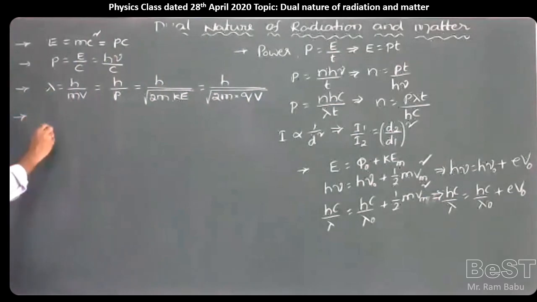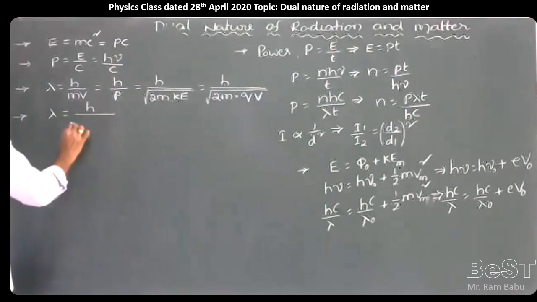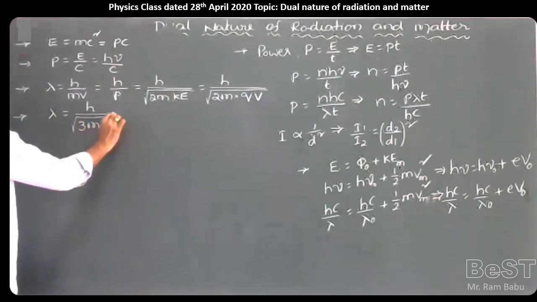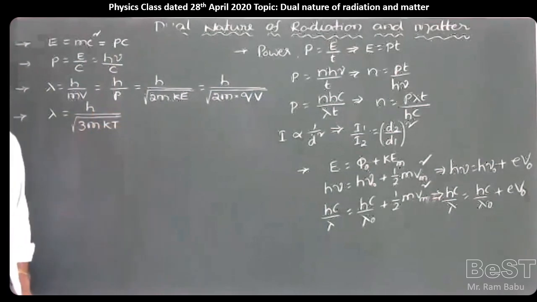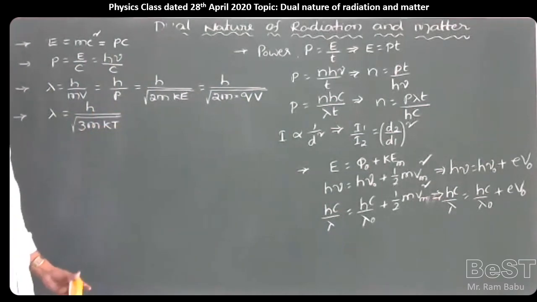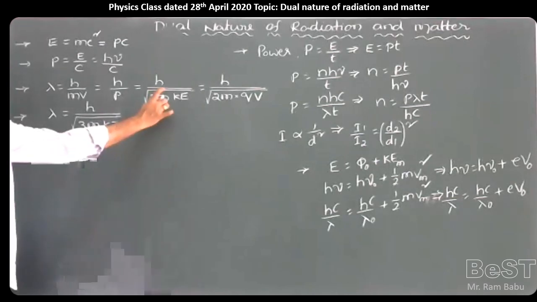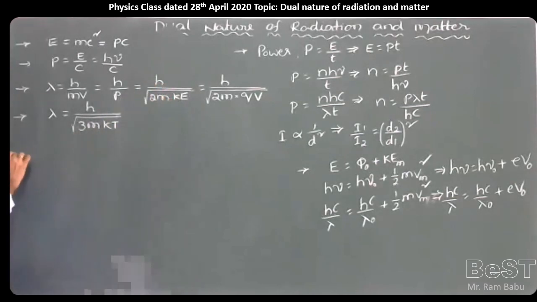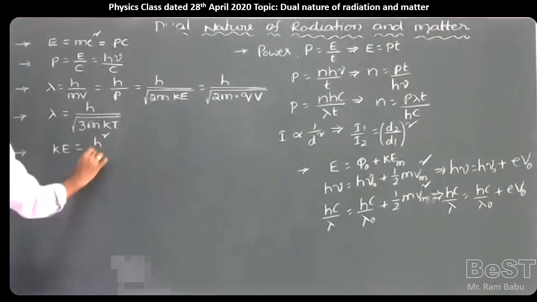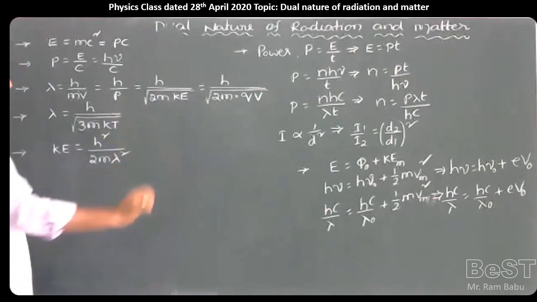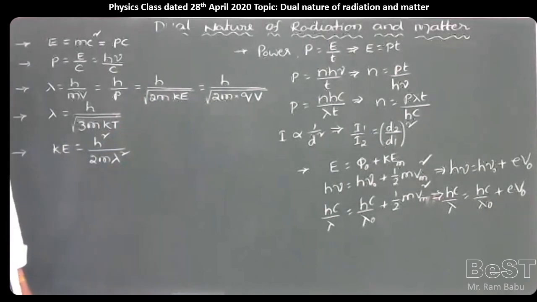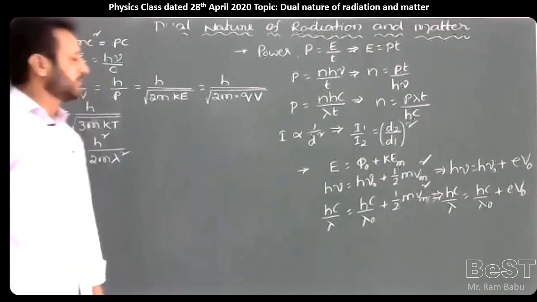For a thermal neutron or gas molecule, you can write the formula lambda is equal to h by the square root of 3m into k into T, where k is the Boltzmann constant. If you square this formula on both sides and want to calculate kinetic energy, K is equal to h squared divided by 2m into lambda squared, we can write. So these are important formulae.